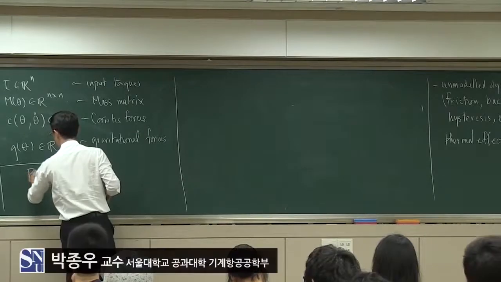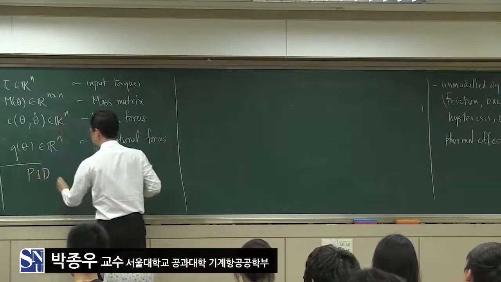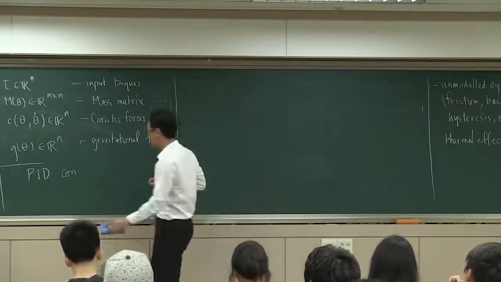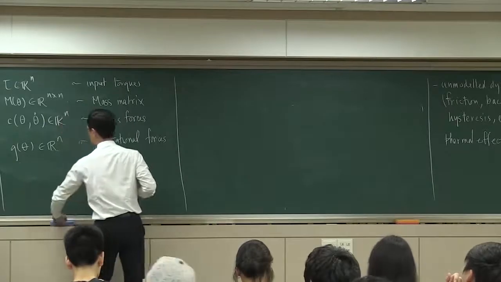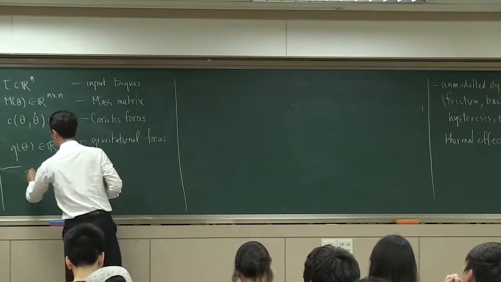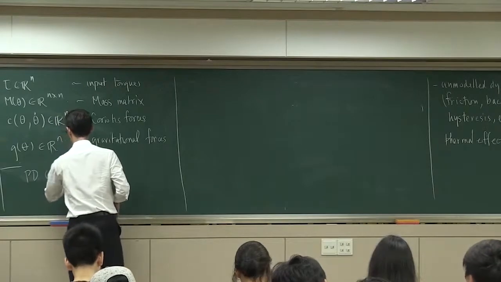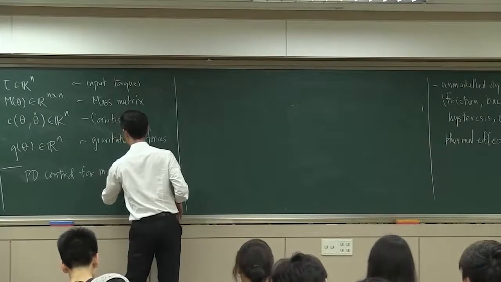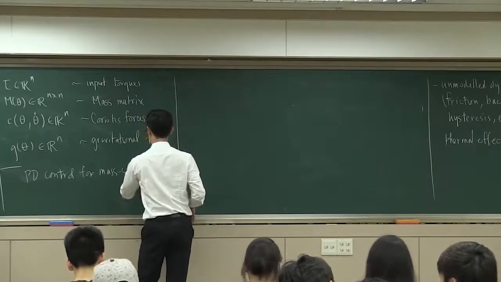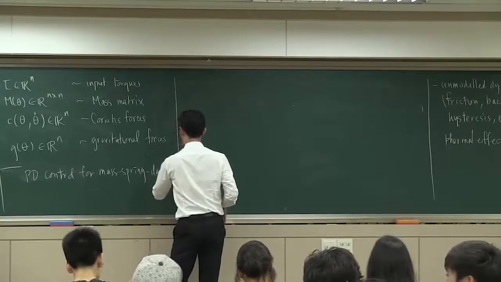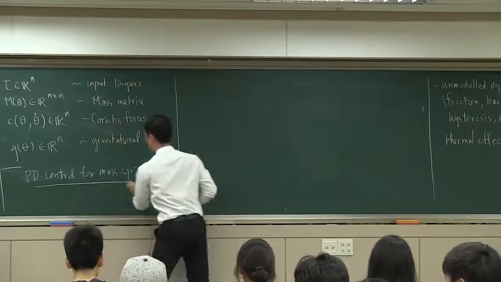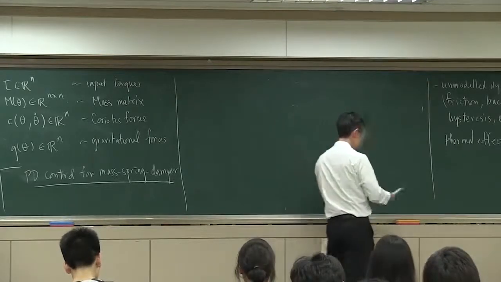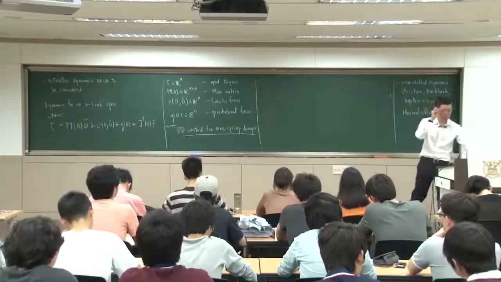Okay, so we're going to look at something called PID control. Actually, we'll leave out the I for now. So we're going to look at PD control for a mass spring damper, and then we'll use that as a basis for independent joint control.